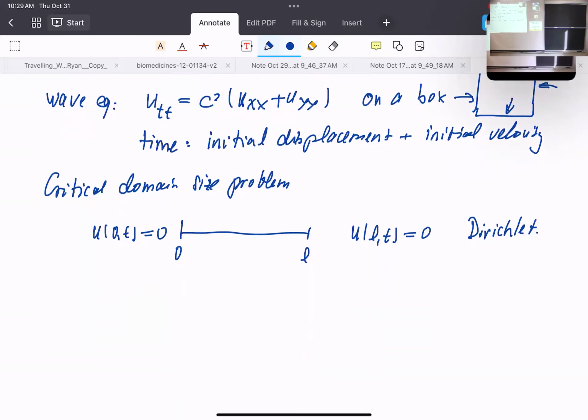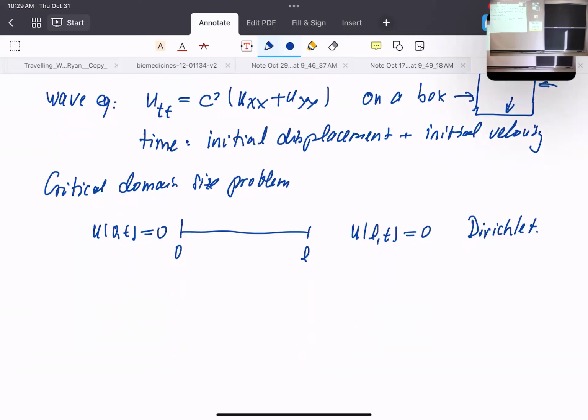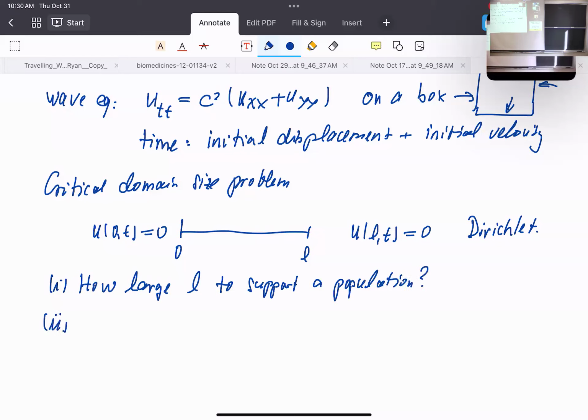Now, there are three ways to mathematically formulate the problem, and they're all equivalent. I want to list them, and then I probably do two or at least one. The first question is, how large does L have to be to support a population? But secondly, we can ask, what is the size so that the zero solution is unstable? The zero solution is always possible. You can always have an empty island. But you want it to be unstable so that something can grow.